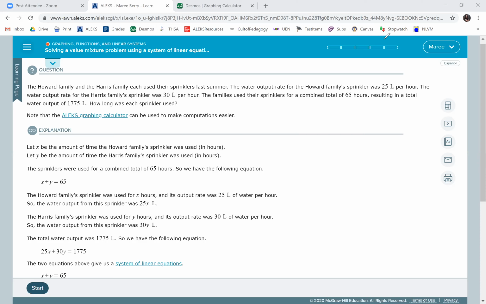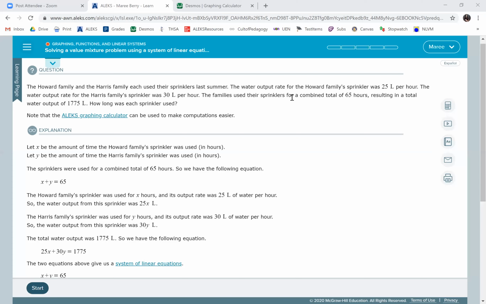Then when you take the rate times time, you get how much total is used. So if you do 25 times X and 30 times Y, that's going to give you how much they output in total. So you would do 25X plus 30Y equals the total amount, which is 1775.